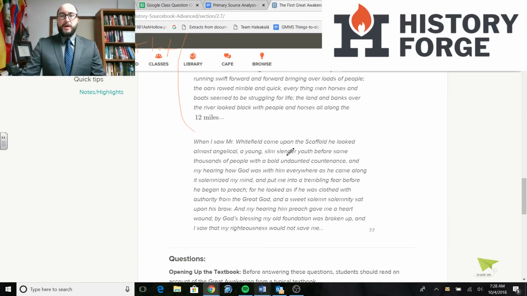When I saw Mr. Whitefield come up the scaffold, he looked almost angelical, a young, slim, slender youth before some thousands of people with a bold, undaunted countenance. And my hearing how God was with him everywhere as he came along, it solemnized my mind and put me into a trembling fear before he began to preach. For he looked as if he was clothed with authority from the great God, and a sweet solemn solemnity sat upon his brow. And my hearing him preach gave me a heart wound. By God's blessing, my old foundation was broken up, and I saw that my righteousness would not save me.